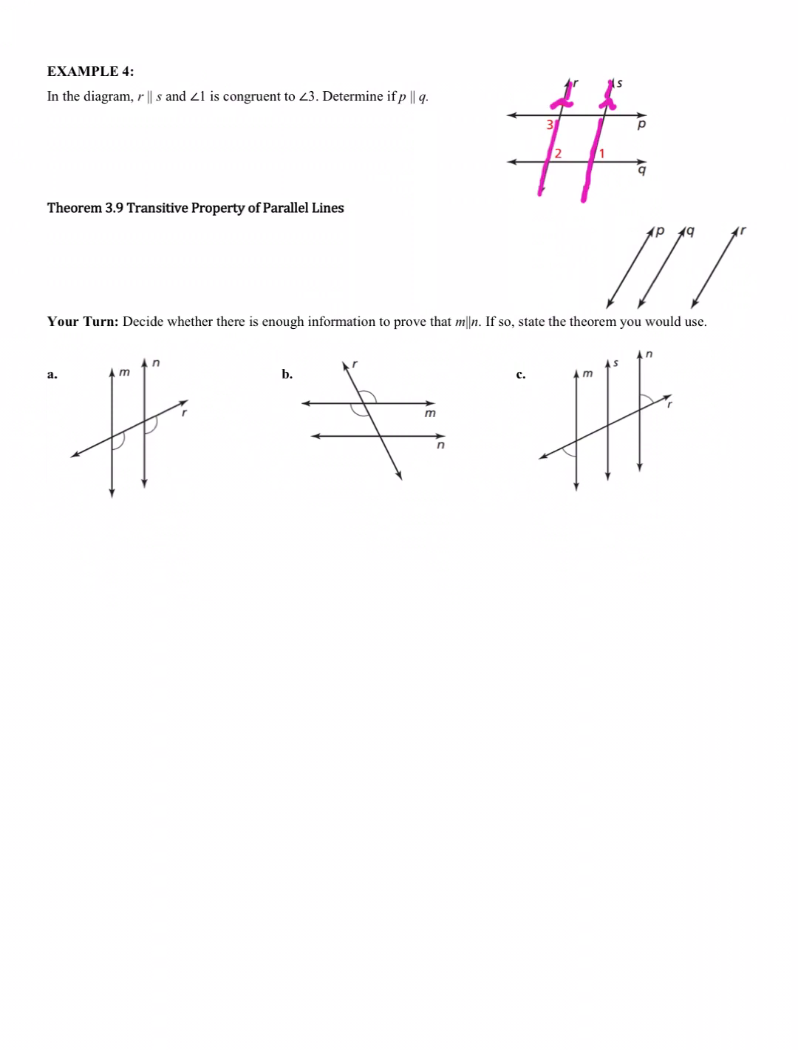So we have in the diagram R is parallel to S, angle 1 is congruent to angle 3, and we want to find out, is P parallel to Q? So let's do this as if it was a proof. So we're given that R is parallel to S. That was given to us.